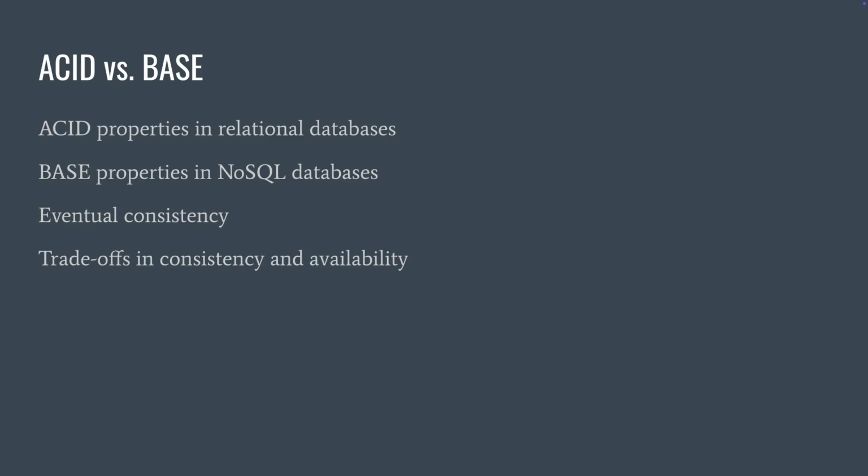Moving on to ACID versus BASE. And this is the core distinction between relational databases and many NoSQL databases in terms of handling consistency and transactions. Let's first talk about ACID. Relational databases typically follow the ACID properties, and ACID stands for atomicity, consistency, isolation, durability. And these properties ensure that transactions are processed reliably.